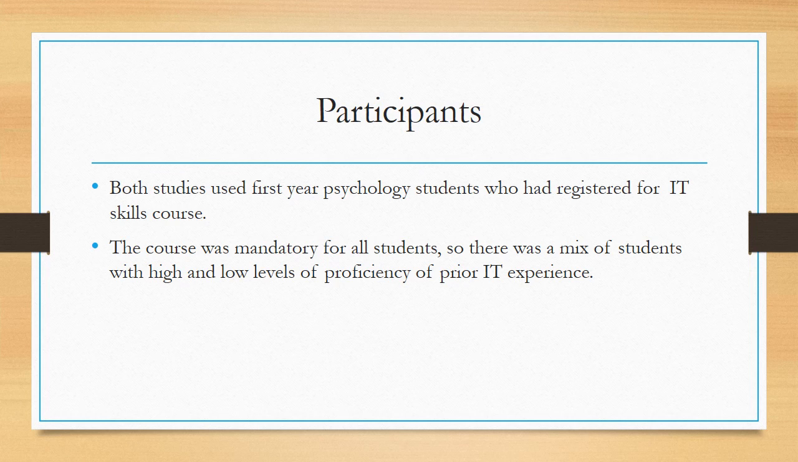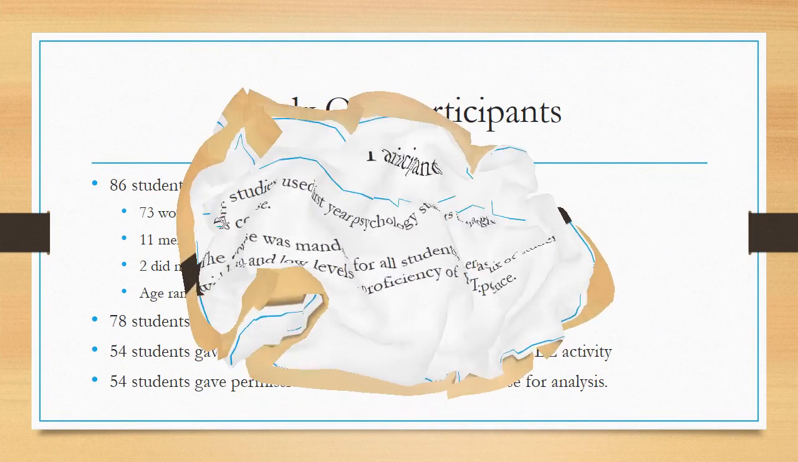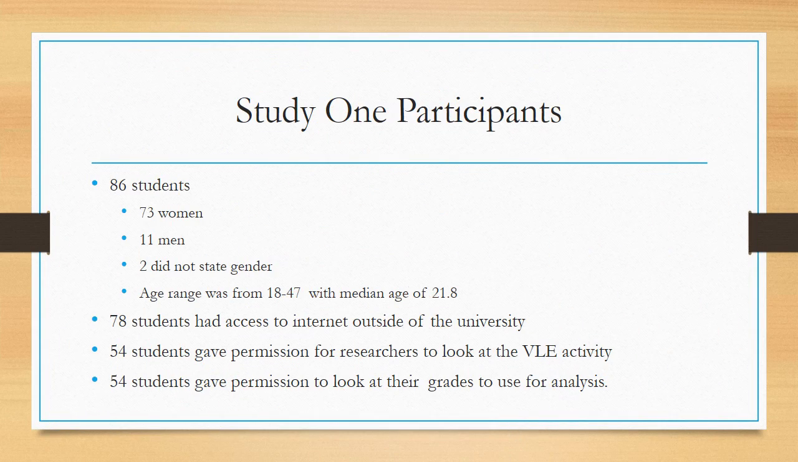Both studies used first-year psychology students who had registered for an IT skills course. The course was mandatory for all students, so there was a mix of students with high and low levels of proficiency and prior IT experience. The participants of Study 1 were 86 students, 73 women, 11 men, and 2 did not give their gender.